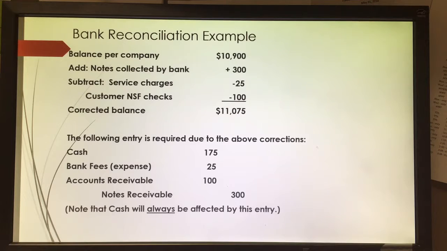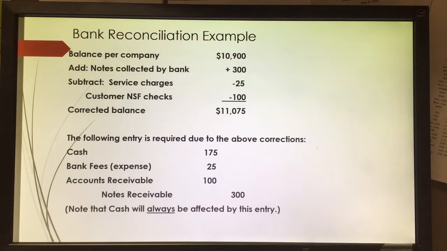We charge the bank fees, so it's an expense account. We could call it service charges, whatever, but it's $25 that represents an expense. Notice the customer who gave us a check for $100 that turned out to be no good, we add that to accounts receivable. In other words, we set up a receivable for that customer's account. They owe us that $100. And we credit notes receivable for the $300 representing the collection of that note.